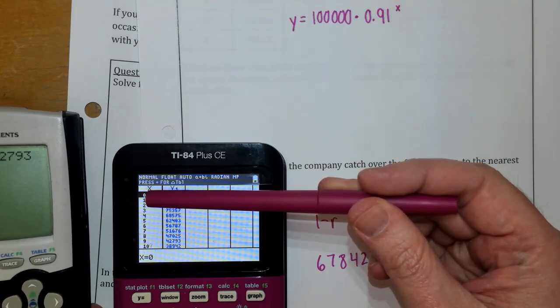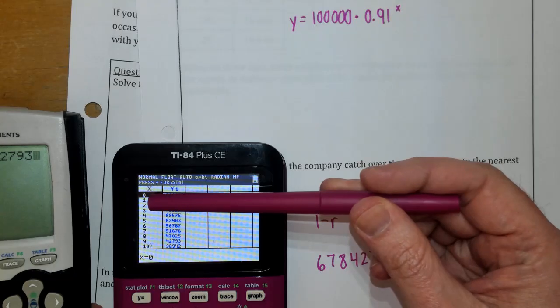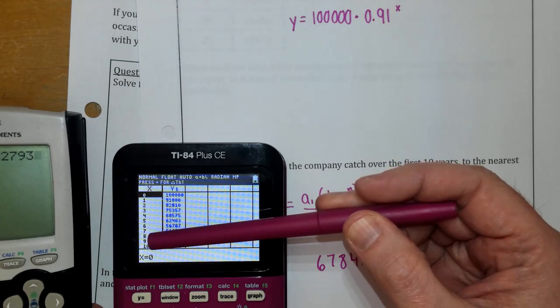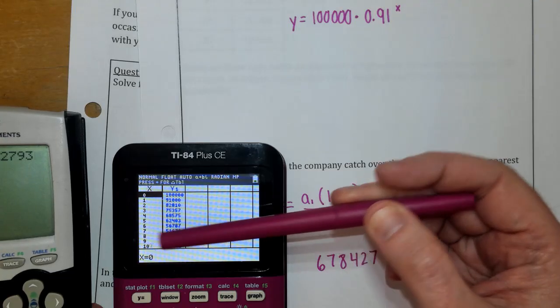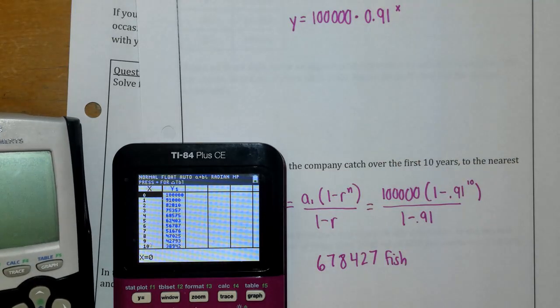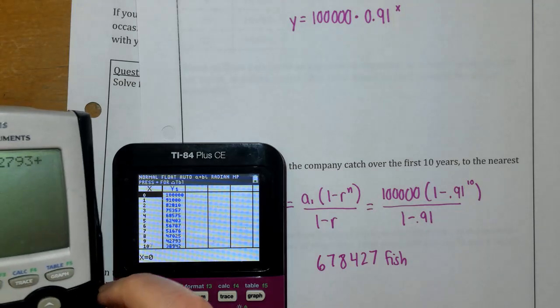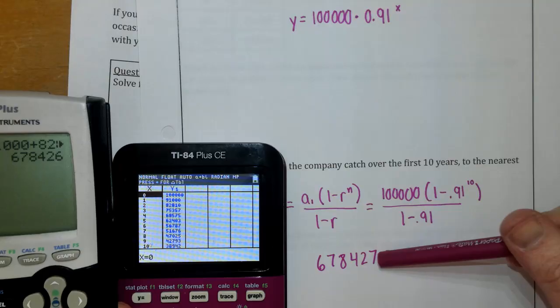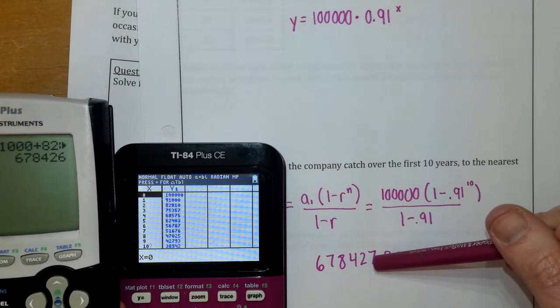0 is actually the first year. 1 is actually the second year. 2 is actually the third year. So year 9, or x is 9, would be the 10th year. So I'm going to stop my adding there and hit enter. And I accidentally put a plus sign at the end. I'm going to hit enter. 678,426. Now I bet we're off by 1 because of rounding.